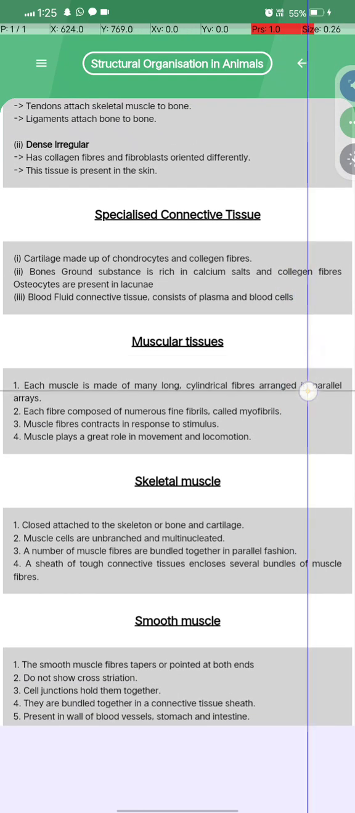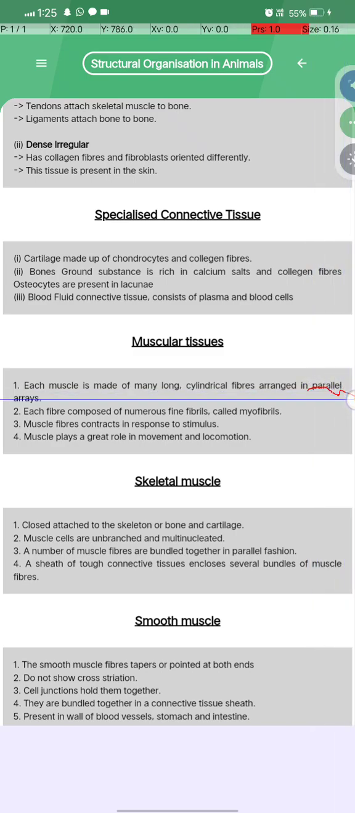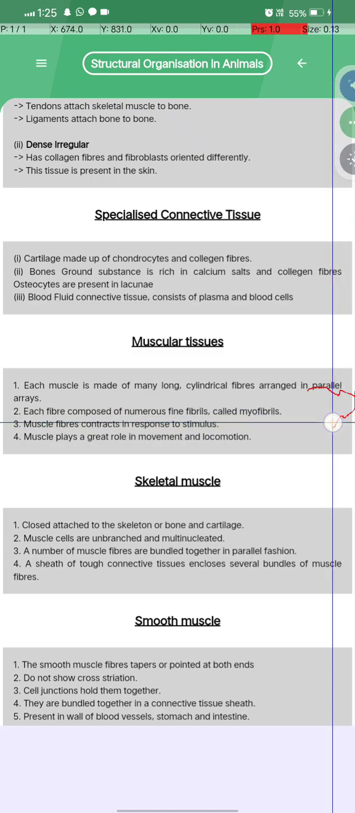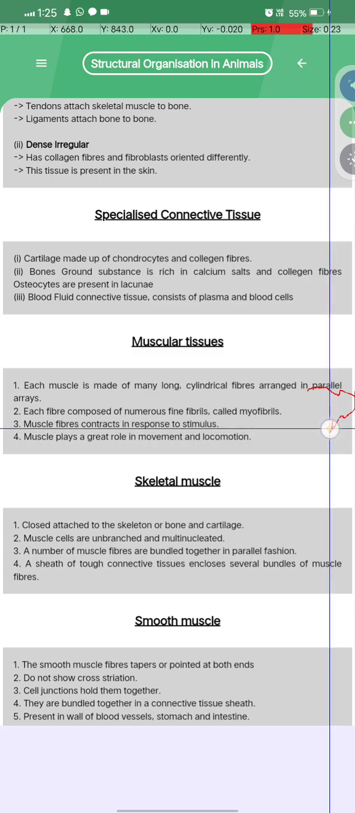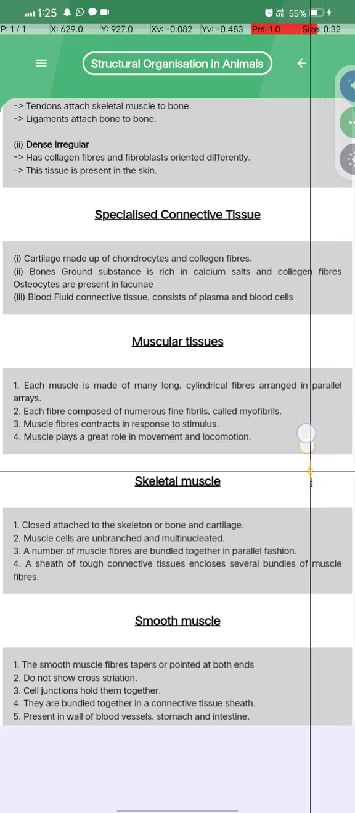Muscular tissue: each muscle is made up of many long, cylindrical fibers arranged in a parallel array, and each fiber is composed of numerous fine fibers called myofibrils. Myofibrils contract in response to stimuli, and muscles play a great role in movement and locomotion.